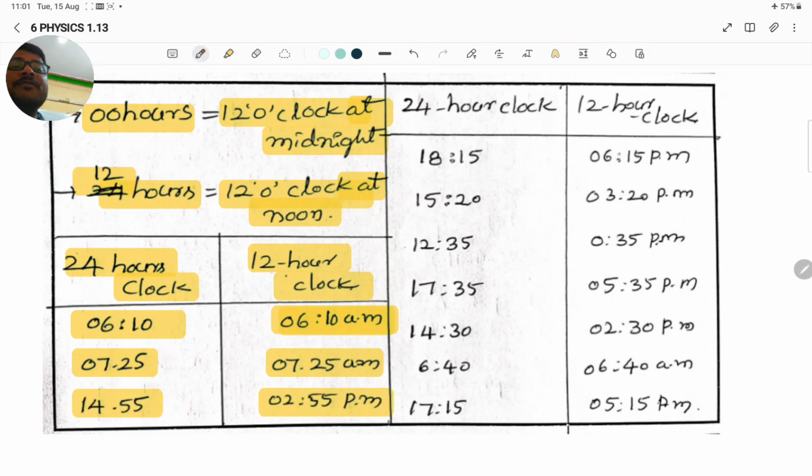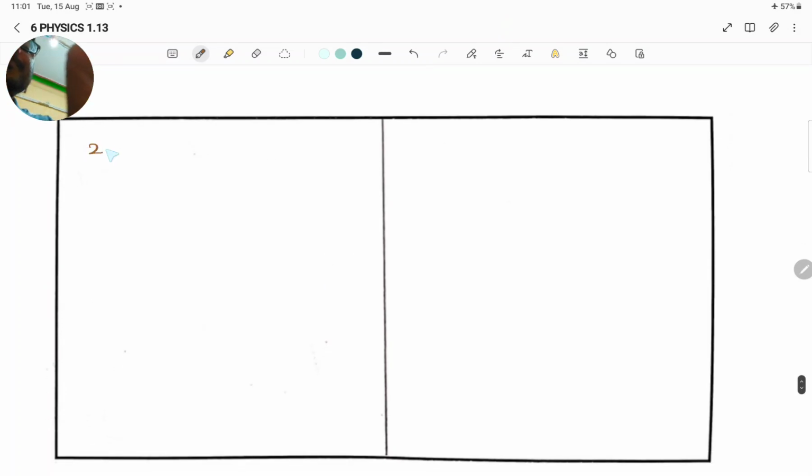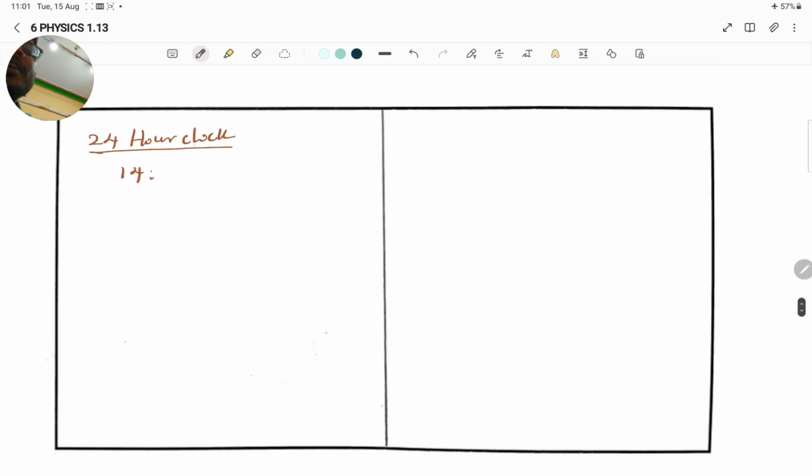See here, 14:55 is the 24 hour clock time. To change it to the 12 hours clock, subtract 12 hours from 14:55. We will get 2:55.